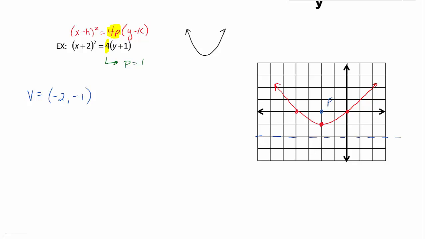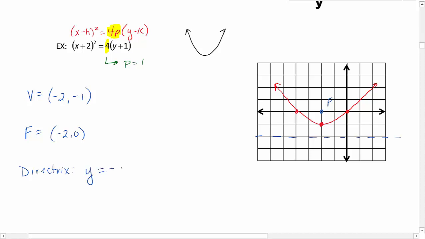Let's answer the rest of our questions. State the focus. We already have that identified. Our focus is going to be -2, 0, and then our directrix. This time it's a horizontal line. So the equation of our directrix is y equals -2.